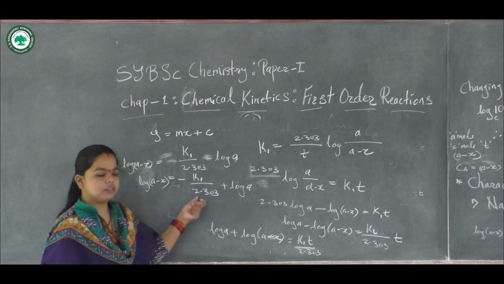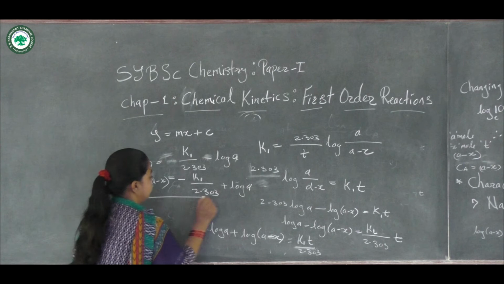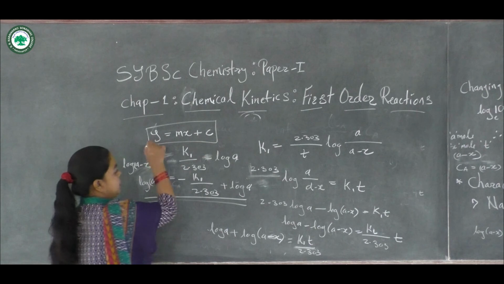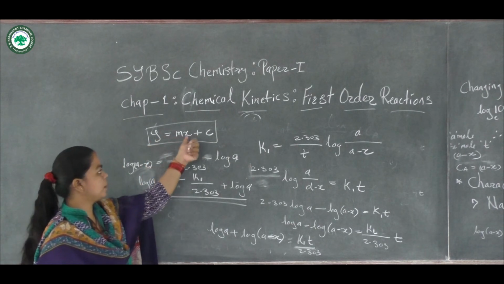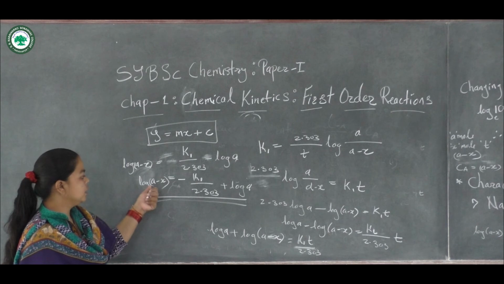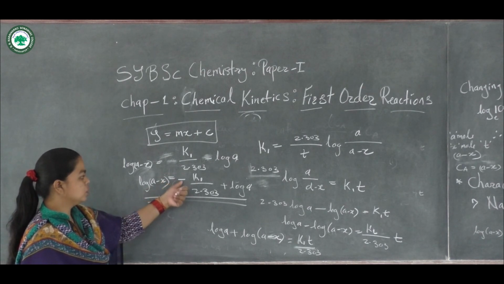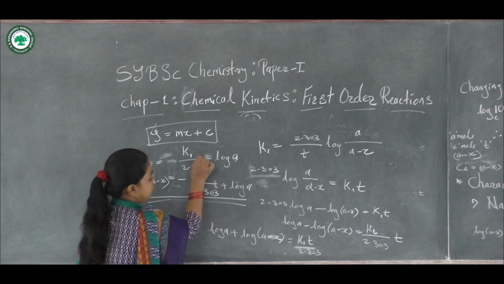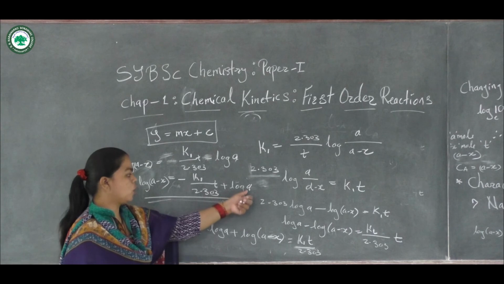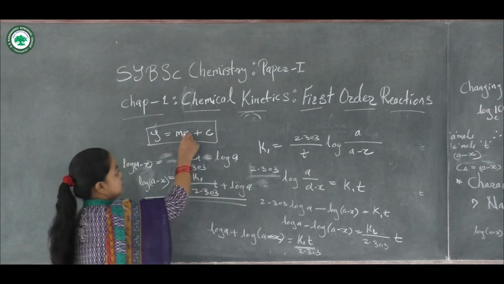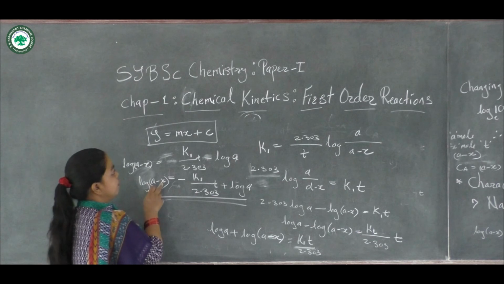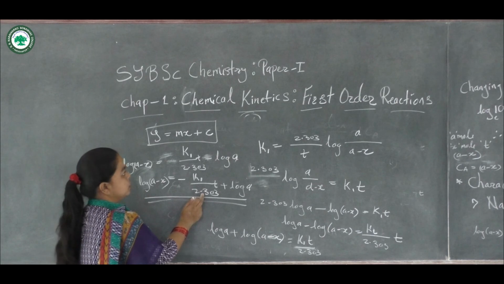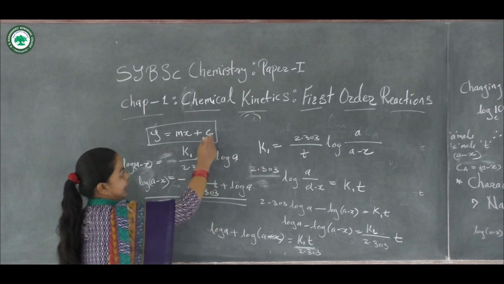So we are getting this equation, and if we carefully observe it, it is related to the equation y equals mx plus c. So y is log of a minus x, equals k1 upon 2.303 into t plus log of a. This is the equation for a straight line, where y is log of a minus x, m is the value minus k1 upon 2.303, x is t, and c is log of a.